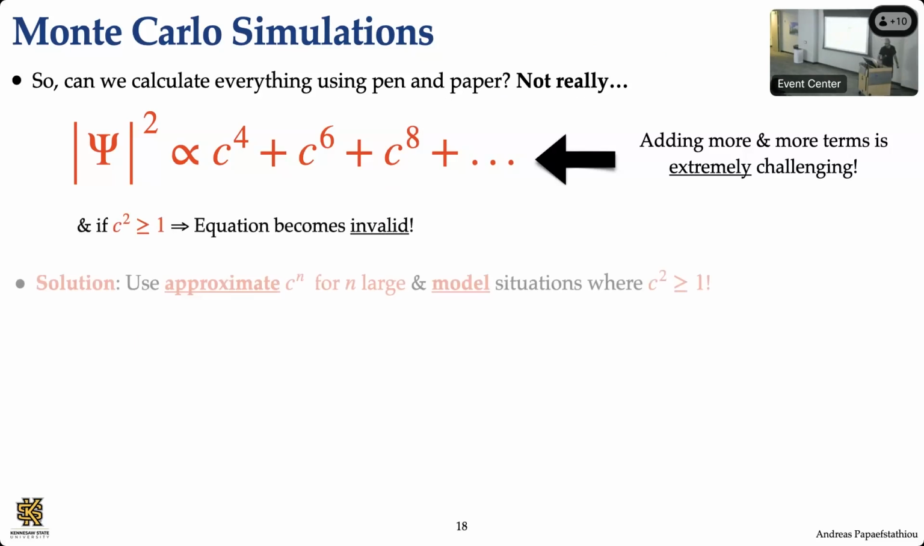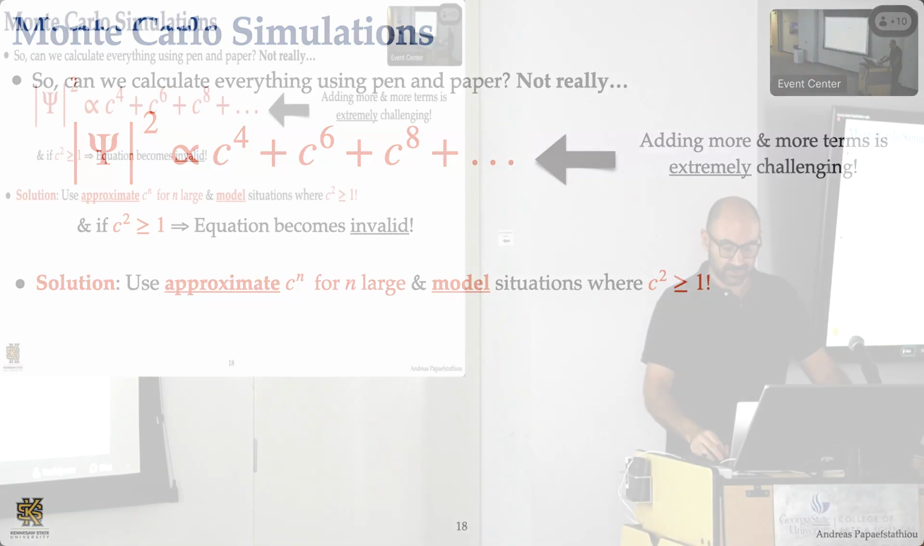So this is one thing we do. And when you reach a point where you need to consider situations where C squared is greater than or equal to 1, you use models, right? I'm not going to be very specific of what these are, but these are the solutions to these problems. When you start doing this, however, you cannot work on pen and paper anymore. You need to use computers.